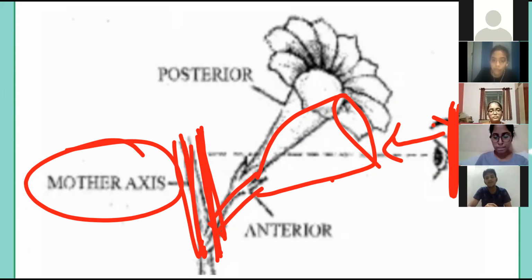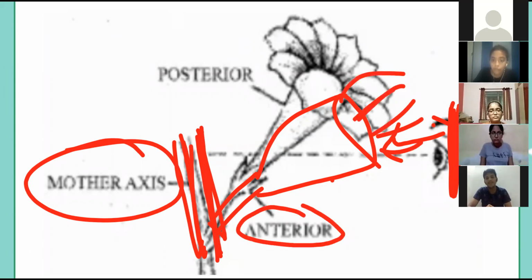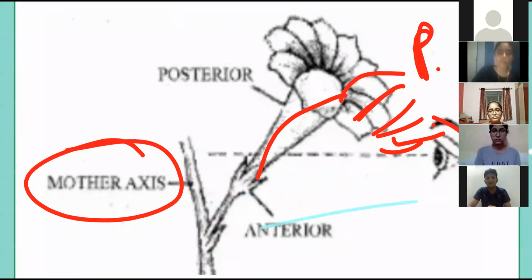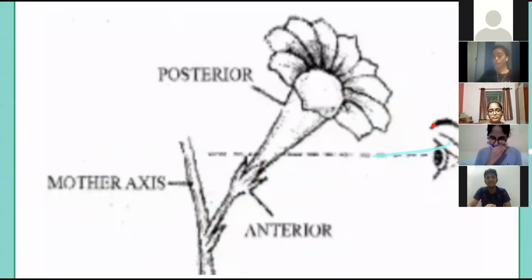The mother axis side is the anterior side, and the open flower side we call the posterior side. The point where the flower is attached we call anterior, and the other side where the open petals can be easily observed is the posterior.